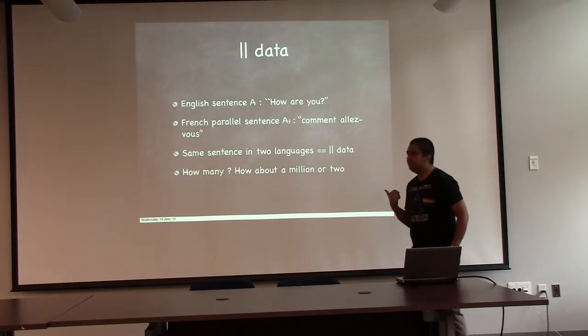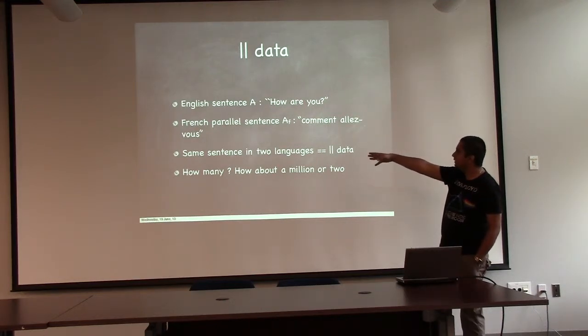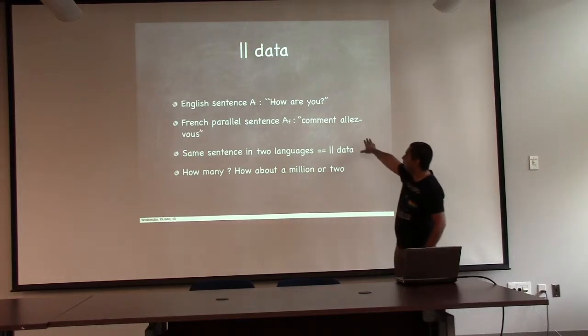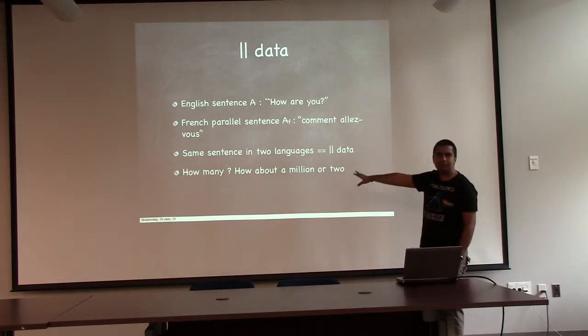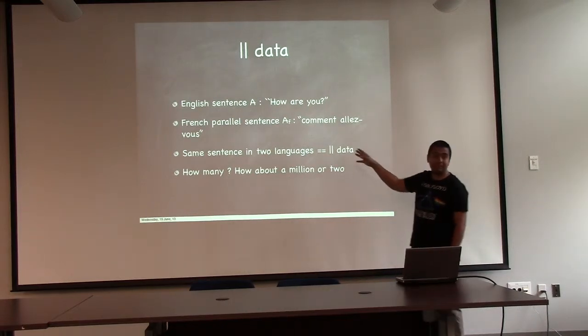So what is parallel data? Parallel data means that suppose you have an English sentence A, then a parallel French sentence would be this one. So this is how are you in French. So if you have the same sentence in two languages, we call that parallel data. But then one or two sentences is not enough.